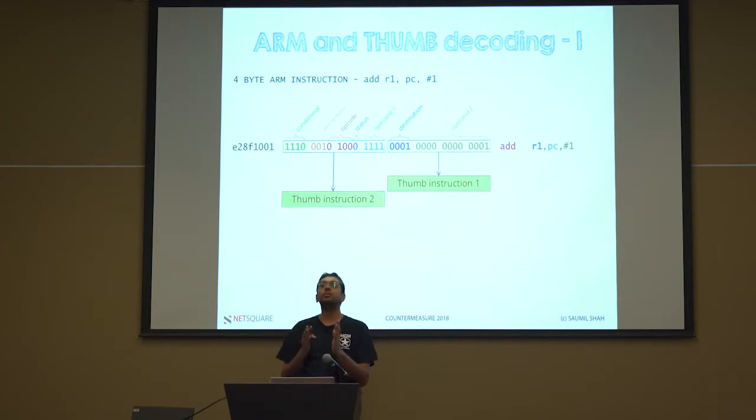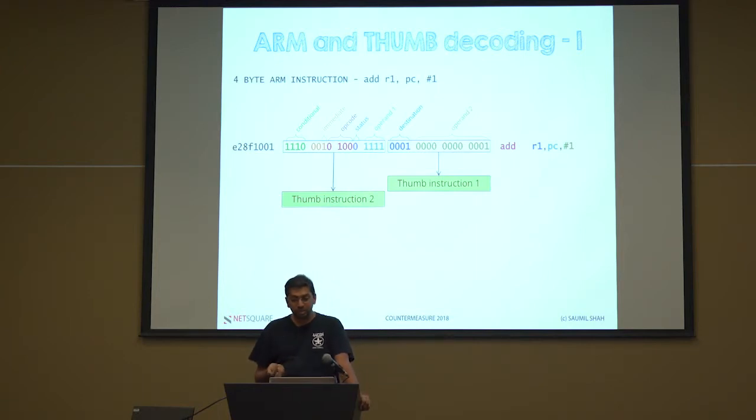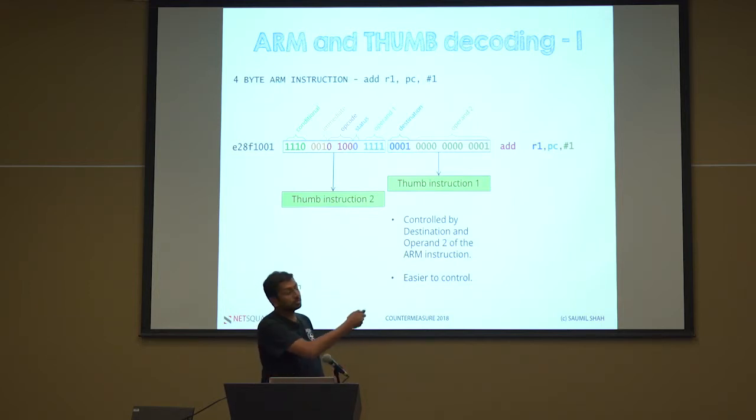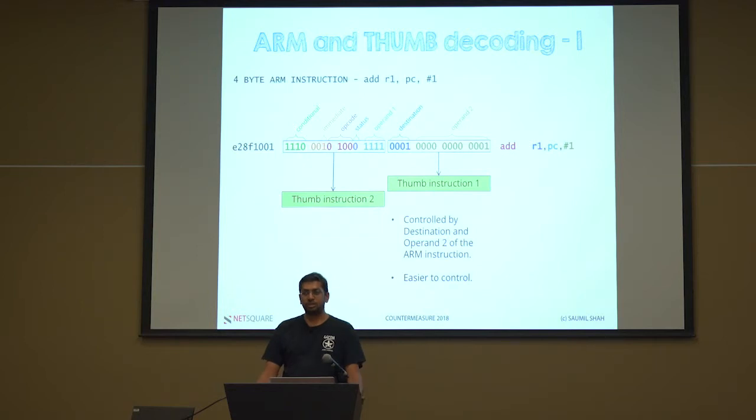What will influence each of these thumb instructions? The first thumb instruction is controlled largely by the destination register, that is the R1 over here, and the operands of the ARM instruction. The second half of the ARM instruction controls this instruction. It's easier to control because you can choose what to put in there.